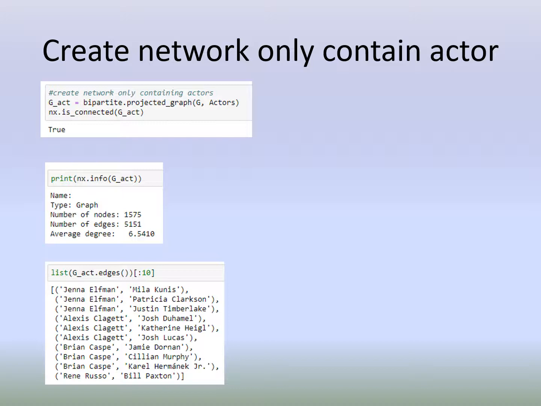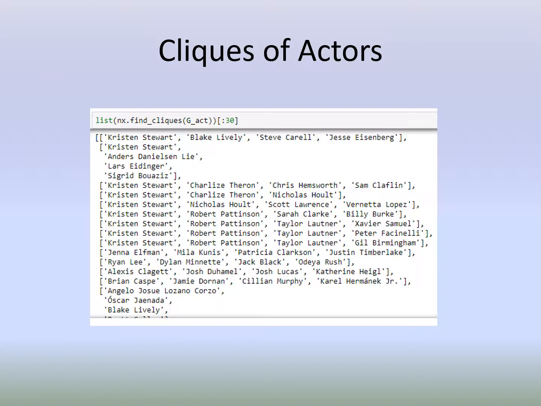Here is a list of some edges we can see. This is Jenny Elfman and Mila Kunis, and those are the relationships of actors who appeared together in one movie. And here is the clique of actors.